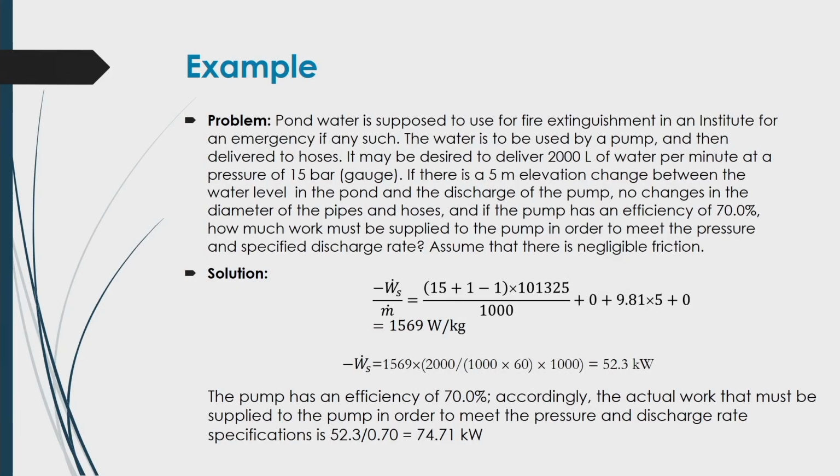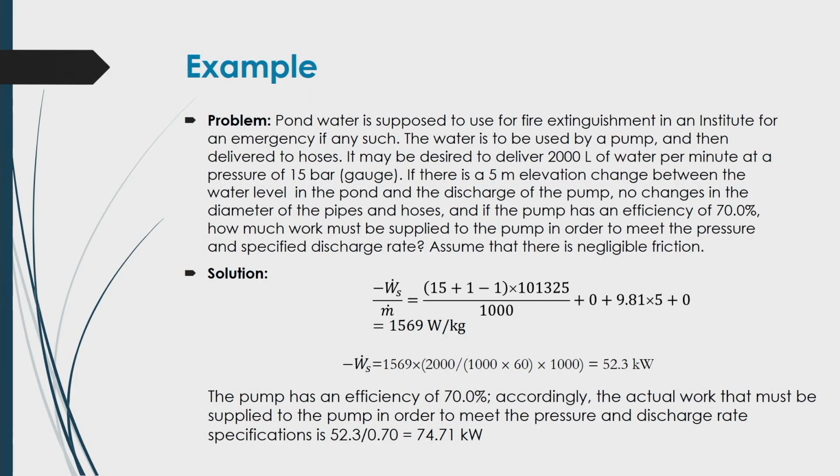Let us do another example here. Suppose pond water is to be used for fire extinguishment in an institute for an emergency. In that case the water is to be used by a pump and then delivered to hoses. It may be desired to deliver 2000 liters of water per minute at a pressure of 15 bar gauge.